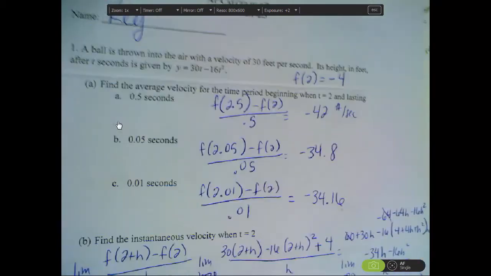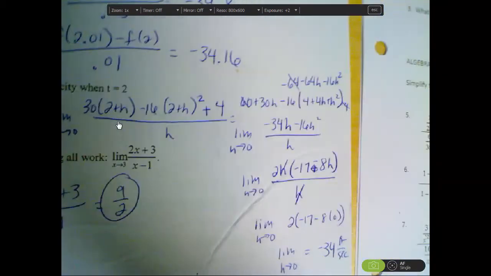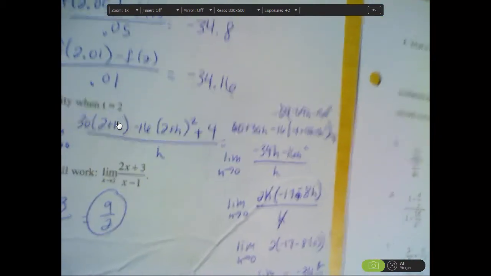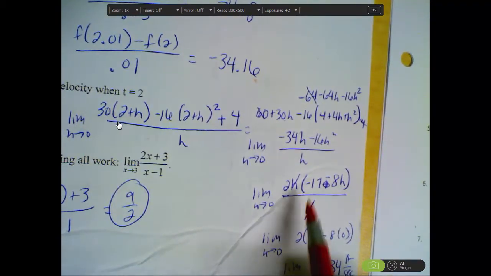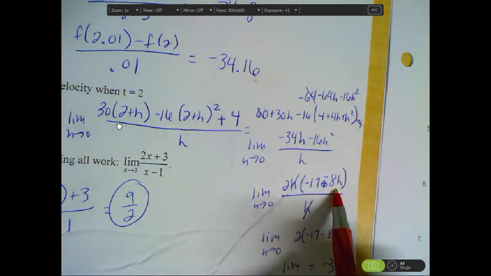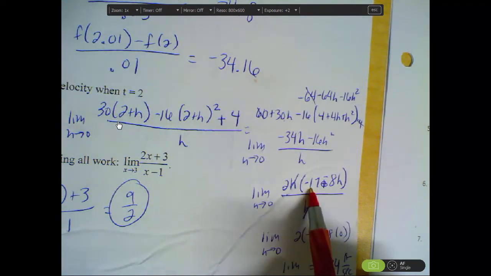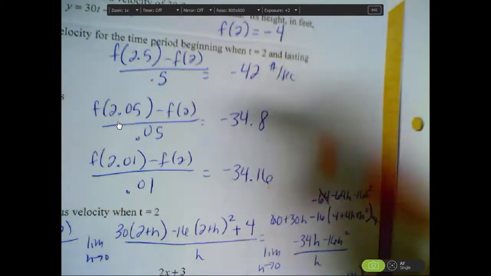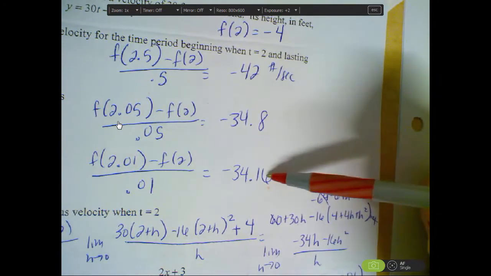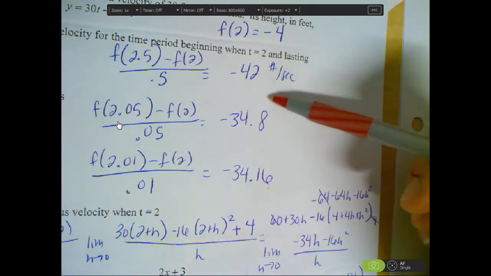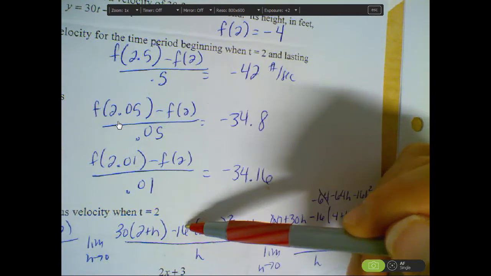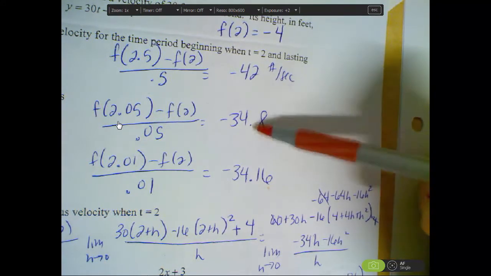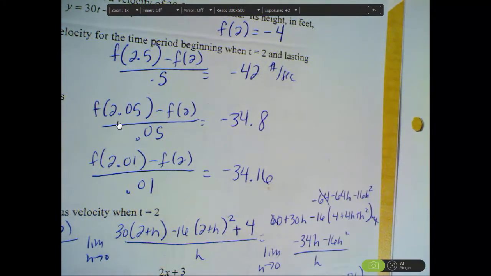For b, you have to do the difference quotient, where x is 2, and you simplify, and you can see all my work here. When you get down to the last step, where the h's cancel out, you plug in 0 for h, so you end up with 2 times negative 17 minus 0, which gives you negative 34 feet per second. And remember, we talked in class about how the slope of the secants as you get closer and closer to 2 start to approach your instantaneous velocity at t equals 2. So these are all approaching negative 34.